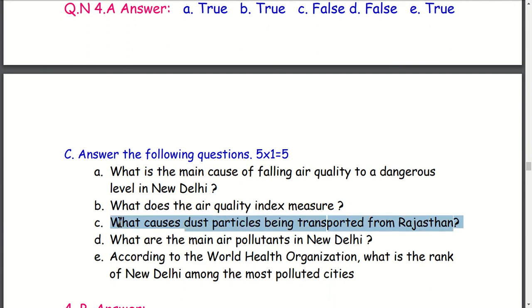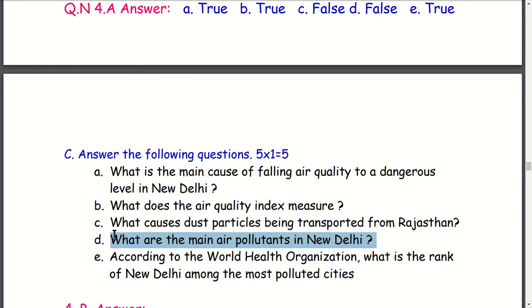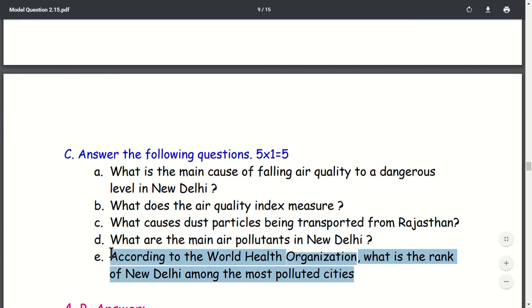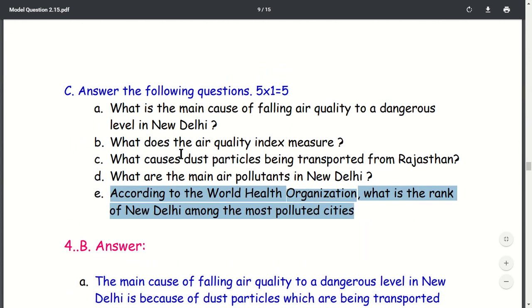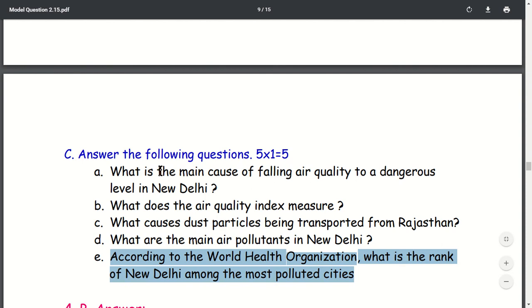D: what are the main air pollutants in New Delhi? E: according to the World Health Organization, what is the rank of New Delhi among the most polluting cities? There are five questions here. Question A: what is the main cause?